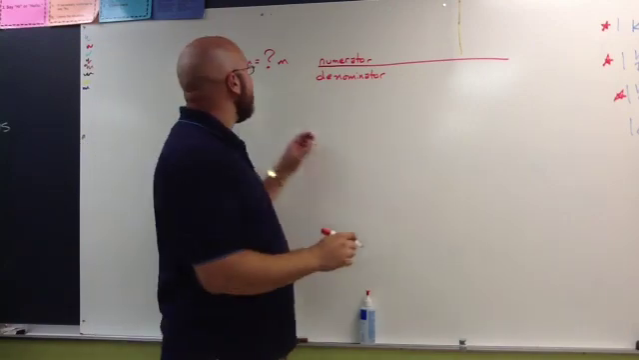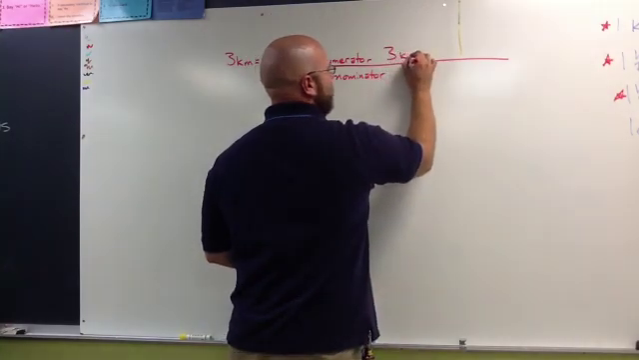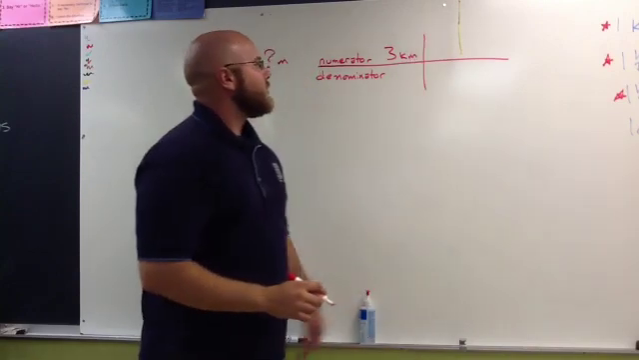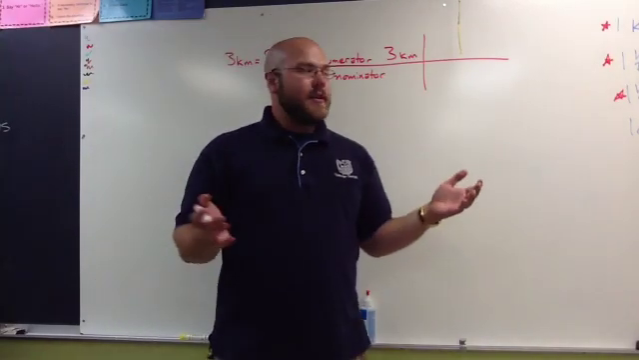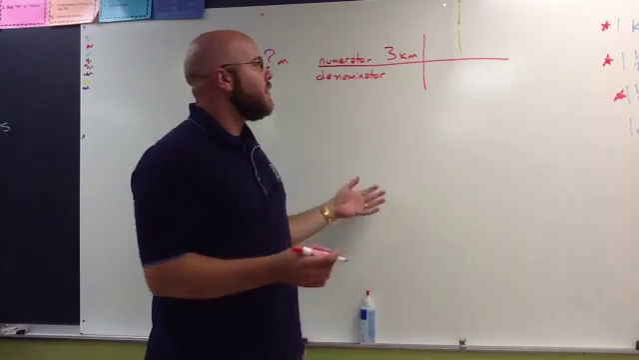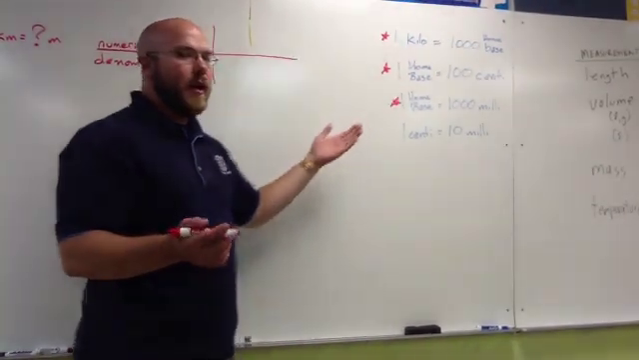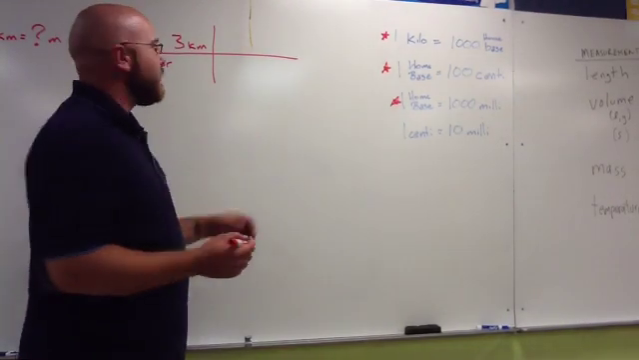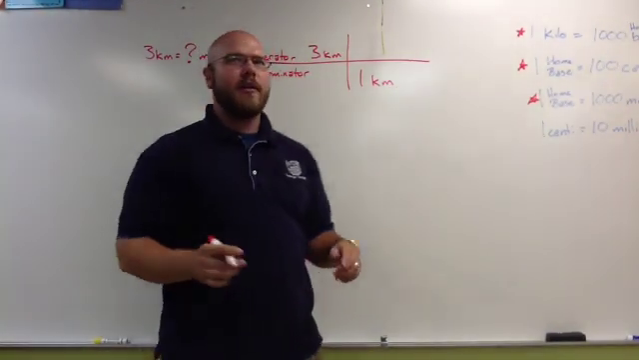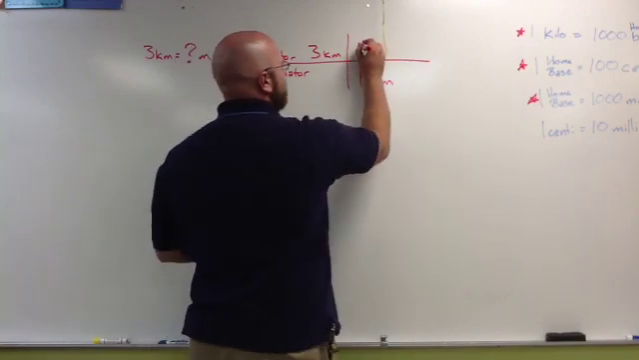Well, I'm going to start off with my kilometers on top in the numerator. So I've got 3 kilometers. Now, I'm just going to draw a line right there. Now, anything that's in the denominator that's the same unit as the numerator, I can cross them out. So since I know that there's 1,000 base units in 1 kilometer, I'm going to put my kilometers on the bottom. So let's see here, 1 kilometer. And how many meters are in a kilometer? Well, there's 1,000.